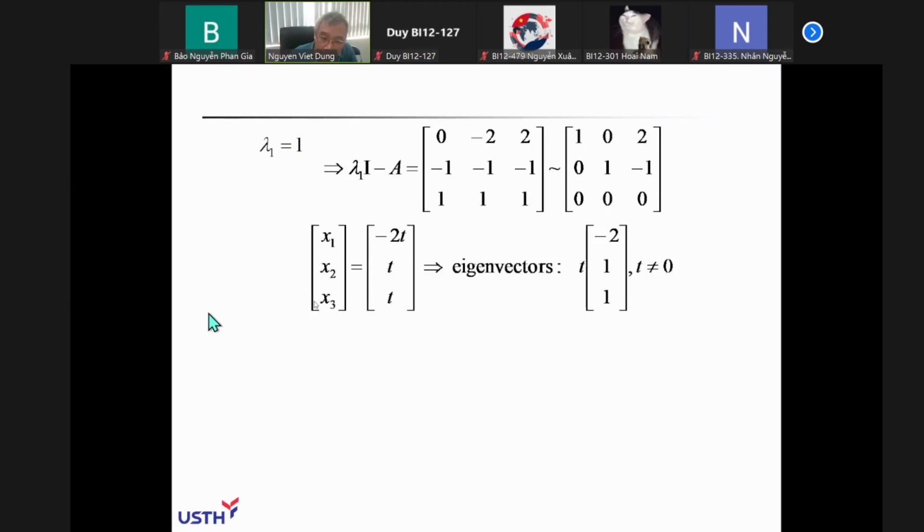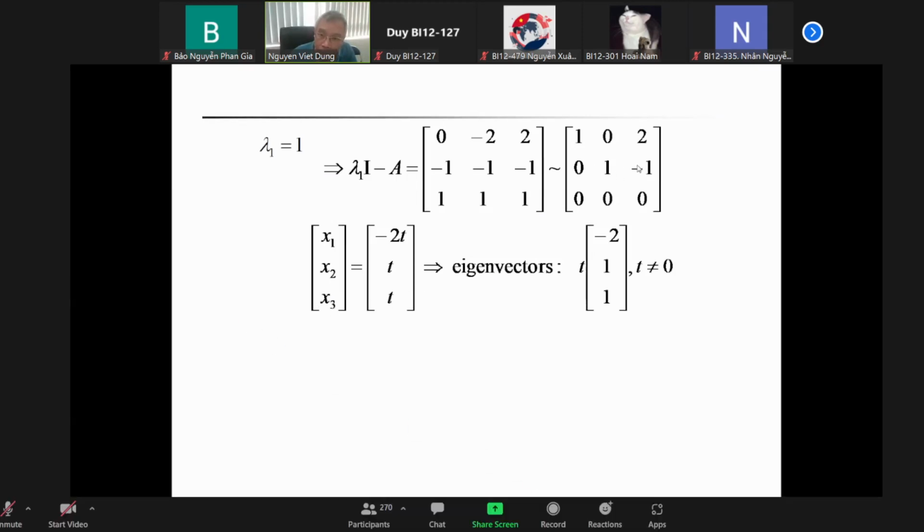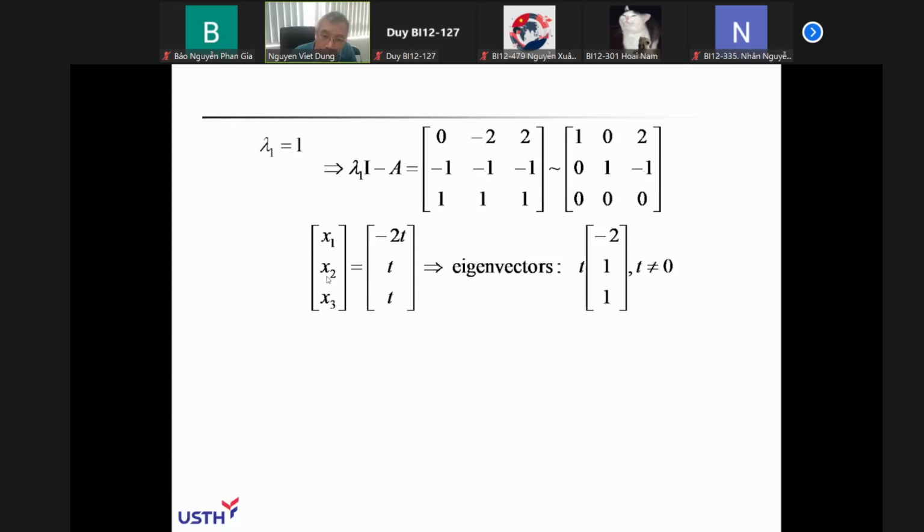The last variable, x3, is free. We can give it any value t. From here, you get x2 equals x3, so x2 equals t again. And from here, you get x1 equals minus 2t. Then the solution of that system of linear equations is t times (minus 2, 1, 1). But because we are looking for the eigenvector, and the eigenvector must be non-zero, we require t is non-zero.